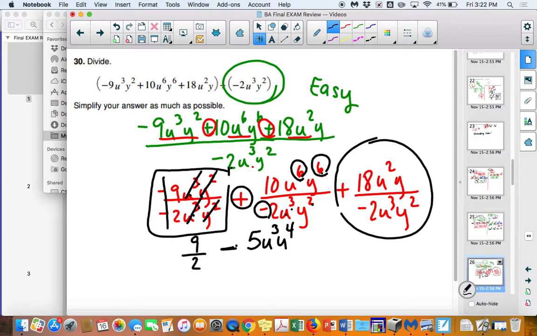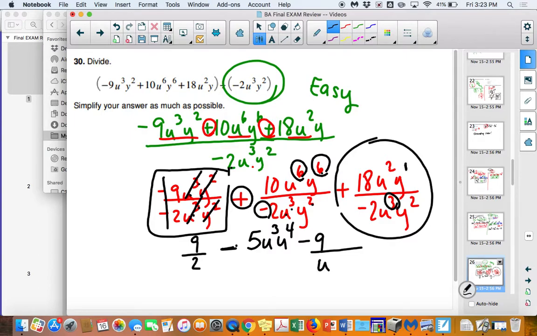Now scoot over and look at your third fraction. We have 18 divided by negative 2 is a negative 9. Now if you want to set it up as a fraction, go right ahead. We have u to the second over u to the third. Well, they're on different levels, so we are going to subtract, and 3 minus 2 is 1. But this time, my big power is in the bottom. So put u in the bottom.